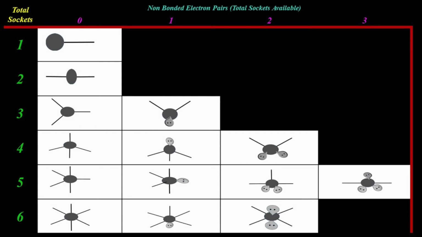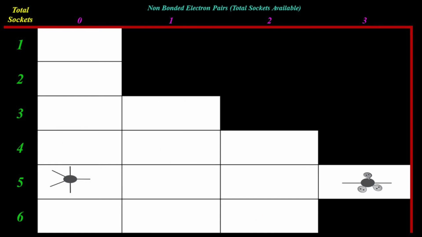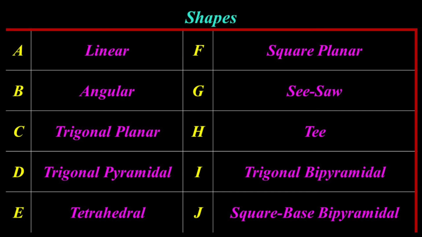The next one has one non-bonded pair. The next one has two non-bonded pairs. And the next one has three non-bonded pairs. And you can see quite clearly that it's going to be linear. So the shape of xenon difluoride is quite clearly going to be linear. And you can see it's the polar bonds that actually contain the fluorine, and the trigonal positions contain the non-bonded pairs. So you're going to look down, and it's going to be A. It's going to be linear.